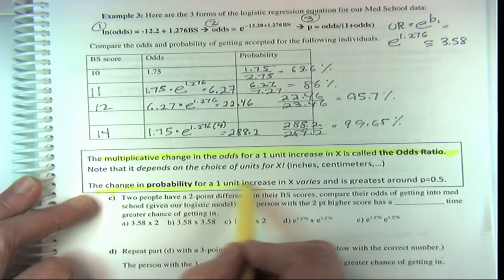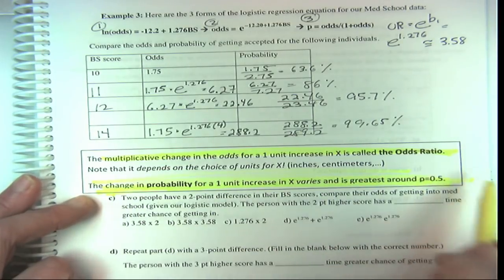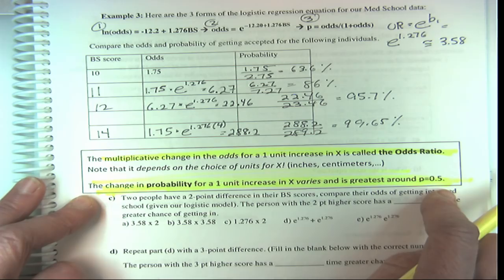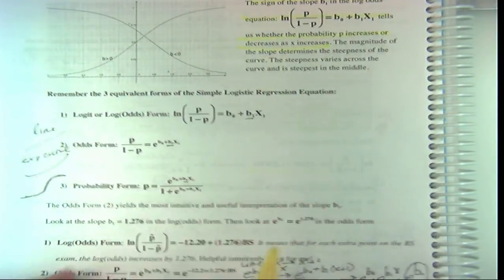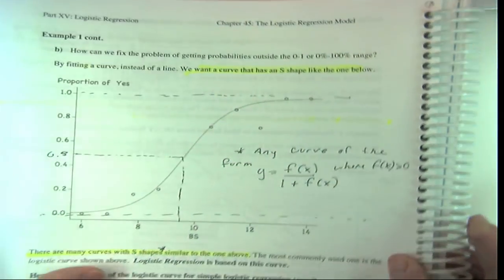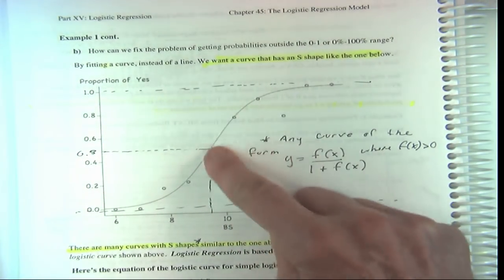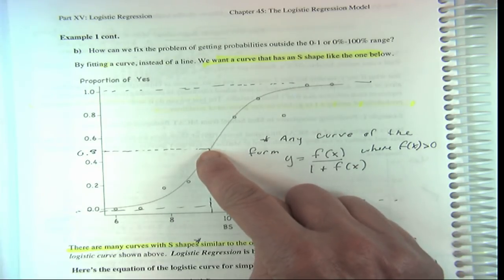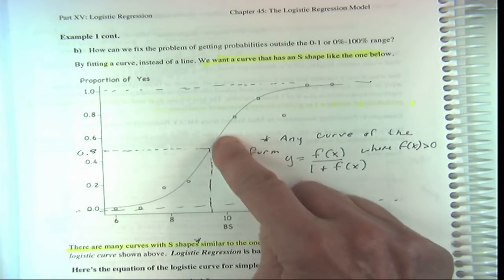The change in probability varies and is greatest around 0.5. Okay, it's greatest around 0.5, which is probably pretty useful to you guys, because think about this. You see how right in the middle here, it makes a huge difference in terms of getting accepted. Just a slight increase in your biological science score.